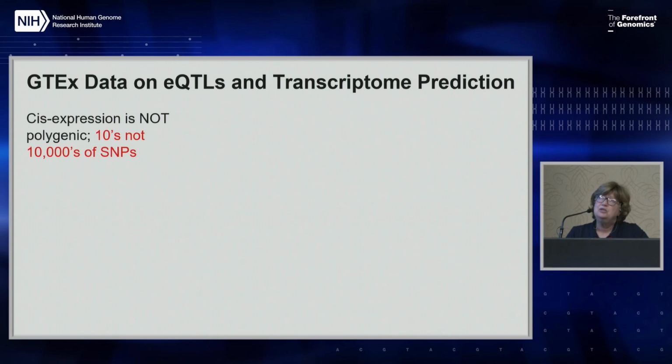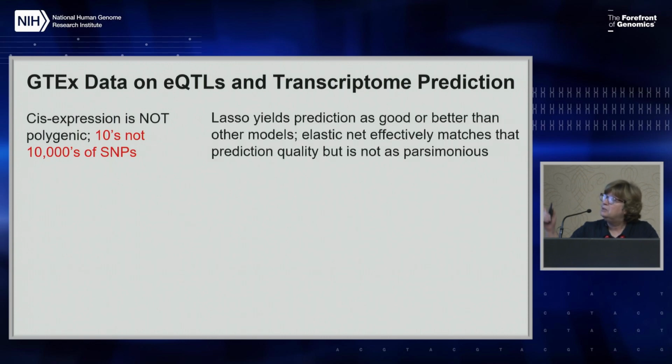Now, from the trans perspective, it's harder, but we honestly just haven't had enough power. There's a group in Europe that has accumulated a lot of array data for peripheral blood and is getting much better power for identifying the trans contribution to gene expression. But this observation means that polygenic models are not the way to do prediction at the level of transcript levels. Lasso yields the most parsimonious prediction. It's very hard to beat a Lasso model for prediction of transcript levels. The elastic net does essentially as well as a Lasso and allows for more redundancy.